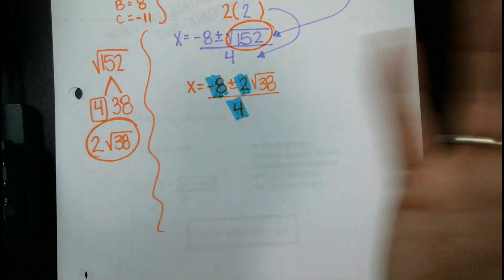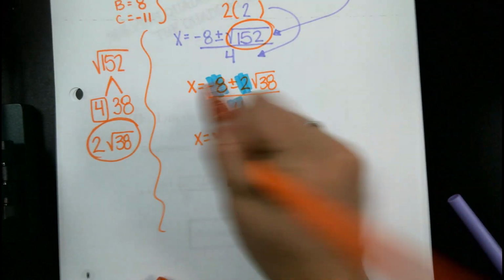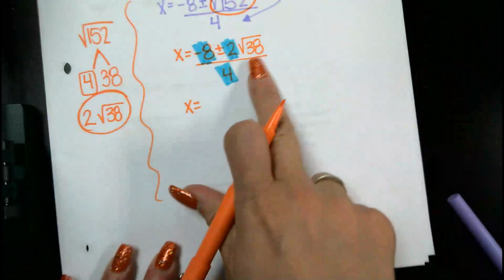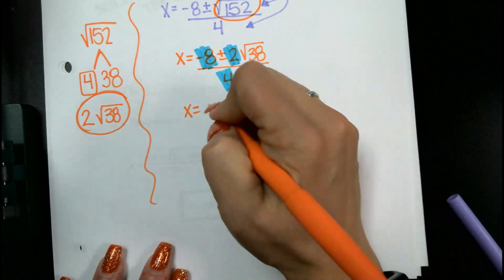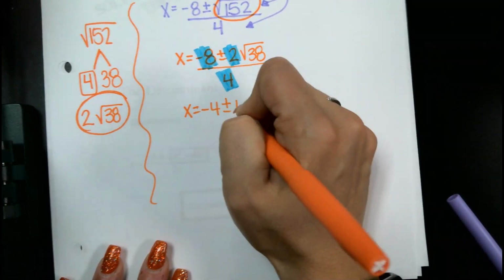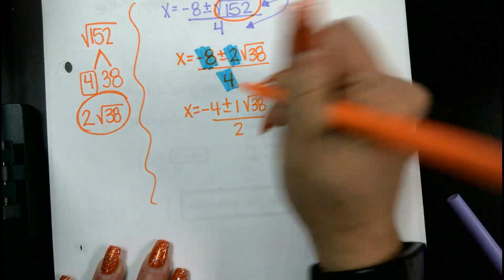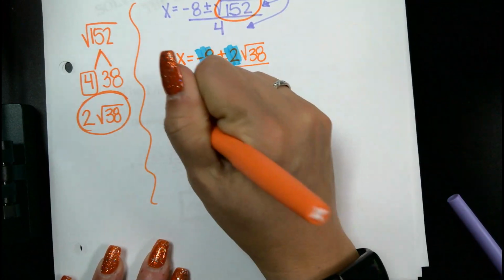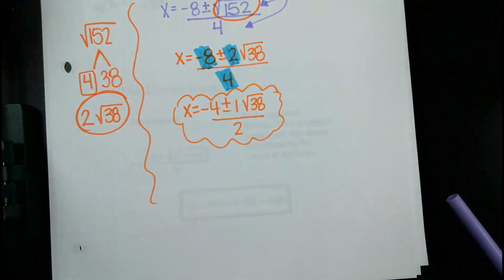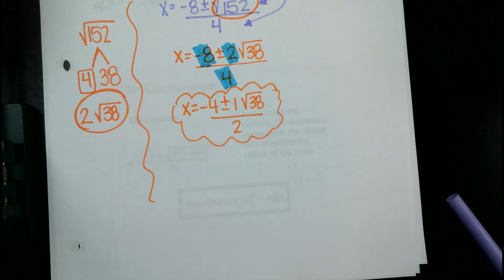This last part, what's 8, 2, and 4 divisible by? 2. So just cut them all in half. Not the 38, leave the 38 alone, but divide everything else by 2, and then you're done. You don't have to separate it. The only time you separate it is if the radical sign disappears. That's the end of lesson 1.